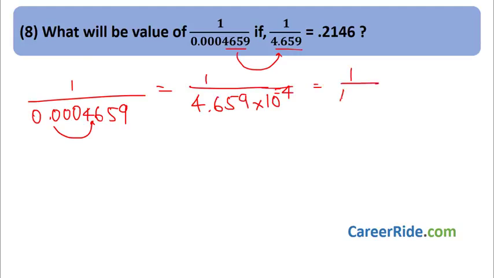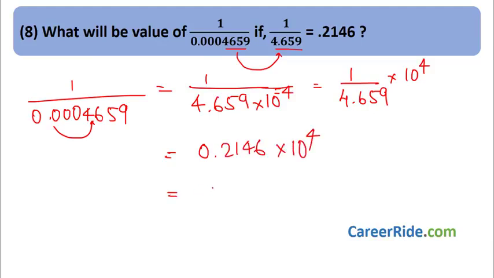That would be how much? So 1 upon 4.659 multiplied by this 10 raised to minus 4 goes up, it becomes 10 raised to 4. What is this? Value of 0.2146 into 10 raised to 4. You will get the answer as 2146, right. Moving to question number 9.